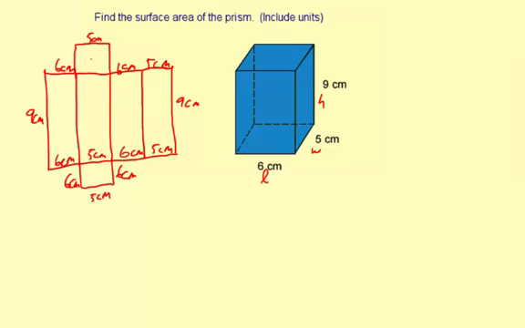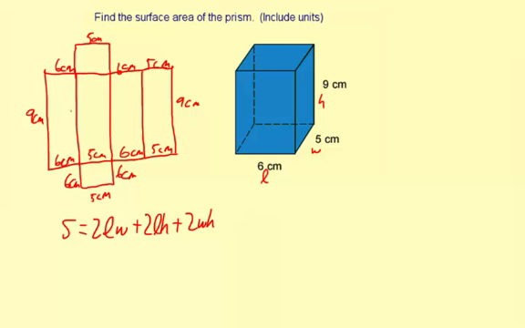So when we're talking about surface area, we need to find the area of each one of these rectangles and add them all together for the total surface area. And there's a special formula to help with that. And here's the formula. S for surface area equals 2 times length times width plus 2 times length times height plus 2 times width times height.